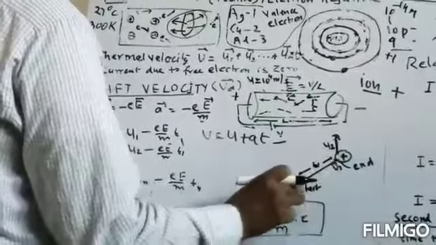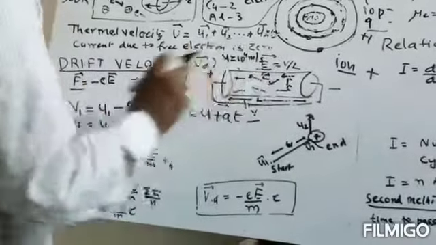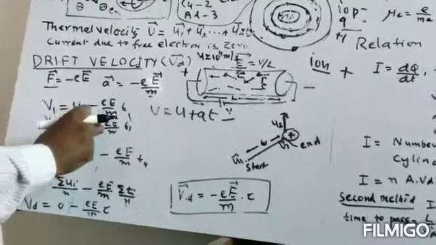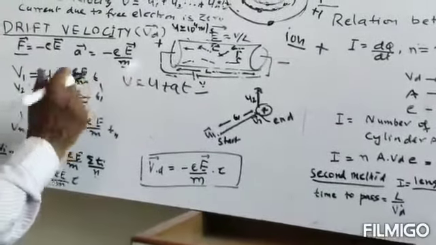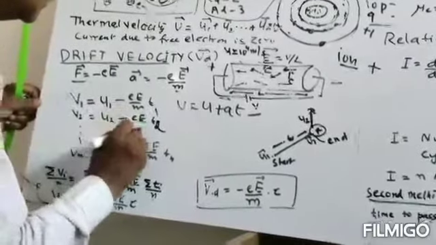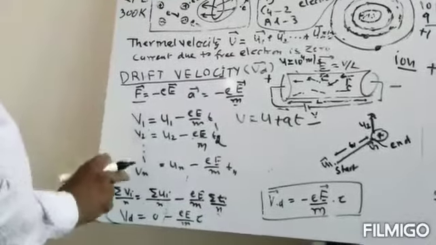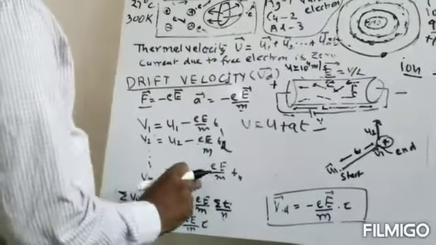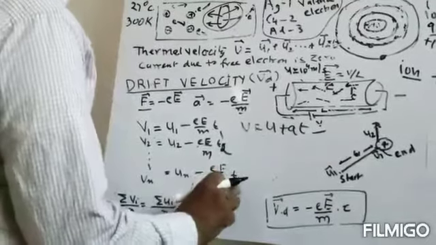Now, this is the first electron. Now this is the second electron. The velocity of the second electron when it collides with another positive ion, V2, will be equal to u2 minus small e into capital E by m into t2. Similarly, if we take the nth free electron, then the velocity of the nth free electron, Vn, is equal to un minus small e into capital E by m into tn.